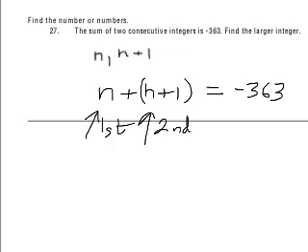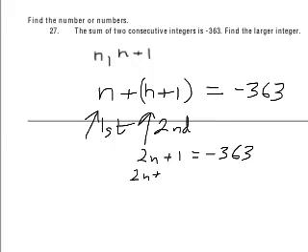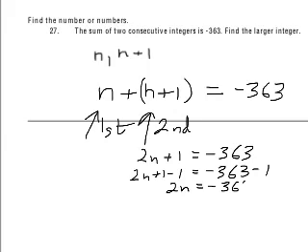Okay, so once we have the formula, this is actually not a hard problem, it just sounds hard. Once you have the formula, this is simple, because n plus n plus 1 is 2n plus 1 equaling negative 363. Okay, we'll subtract 1 from both sides. 2n plus 1 minus 1 equals negative 363 minus 1. So we get 2n equals negative 364.